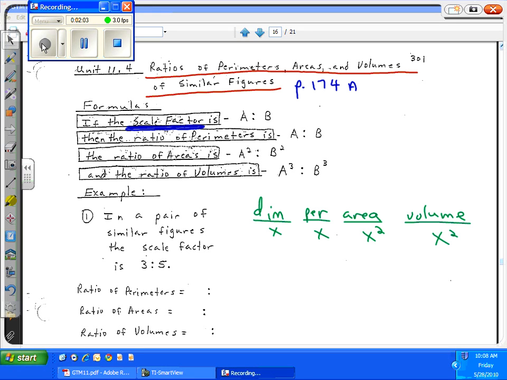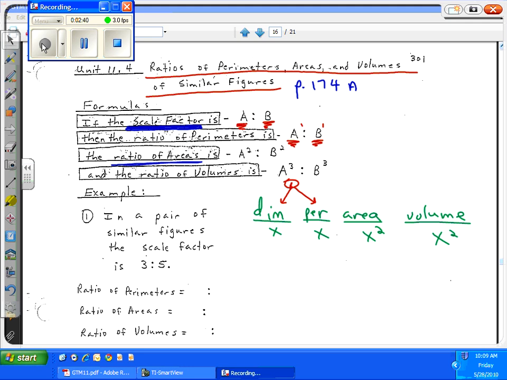cubed. When we're talking about the scale factor being a ratio of A to B, then when we deal with the perimeter, we take that ratio and we leave it the same, because the scale of the dimensions is the same as the scale of perimeter because they're both one dimension. And so we would have that to the first power, you see. But then when we go to area, area is two dimensions.